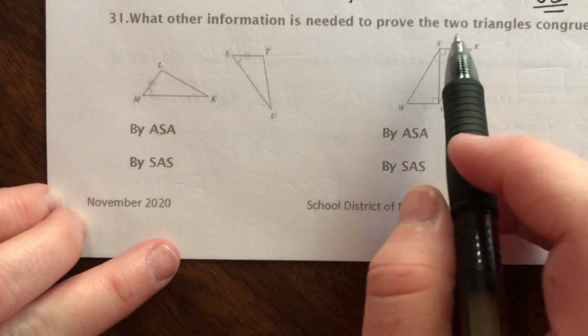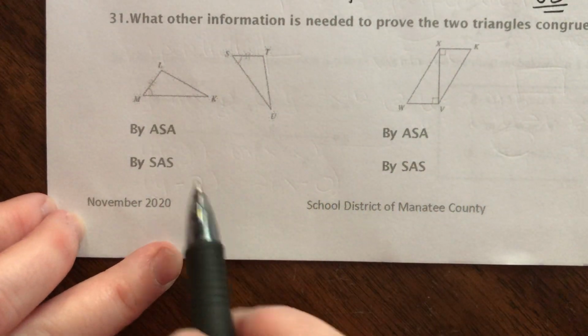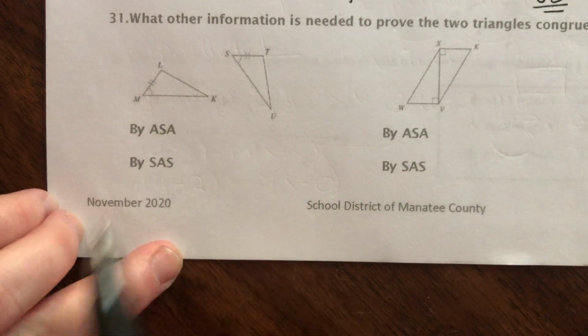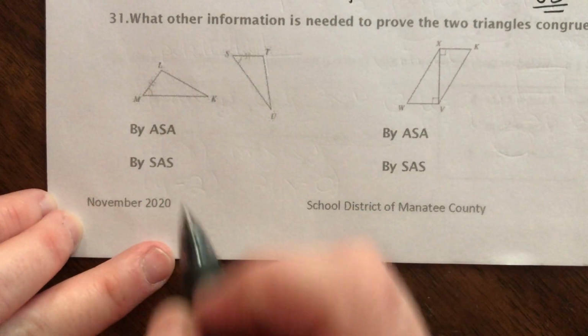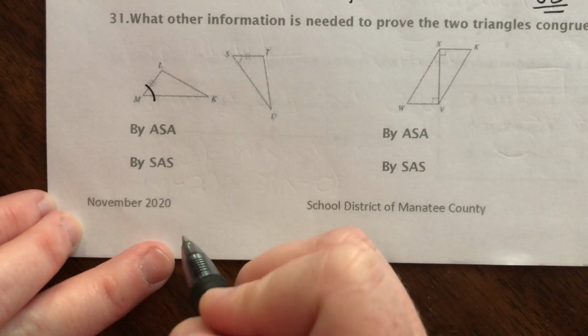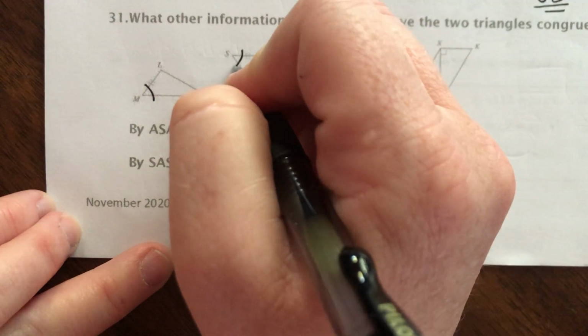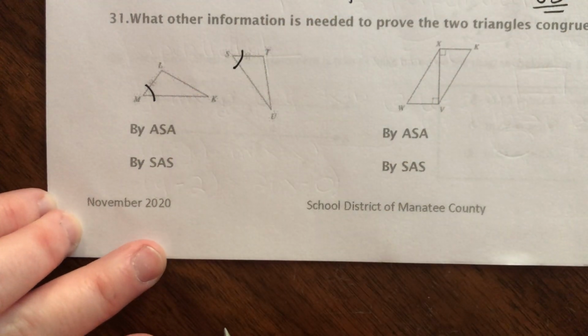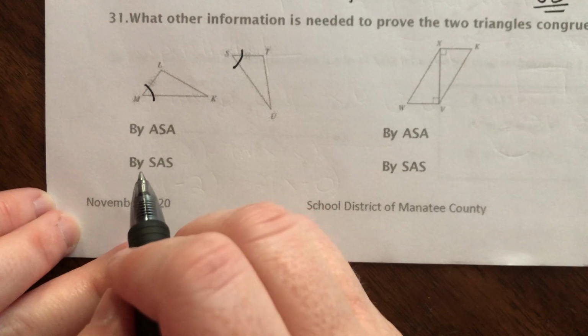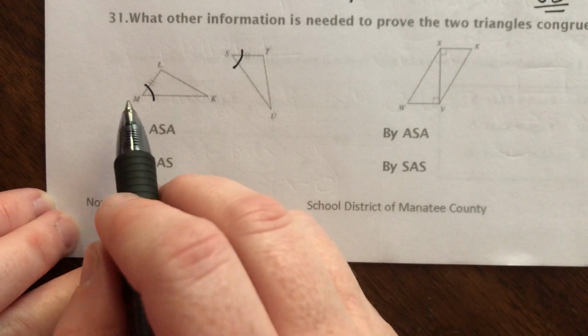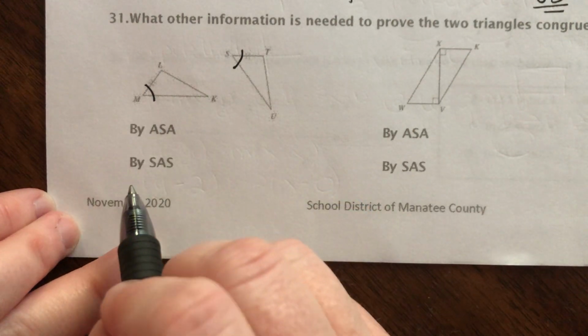What other information is needed to prove the two triangles are congruent? By angle, side, angle, by side, angle, side. So for these two triangles, it shows this is congruent and this is congruent. And that's all we know. So for ASA, angle, side, angle, that's two angles in a row plus the side between them.